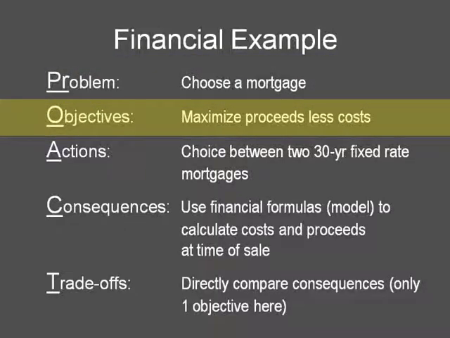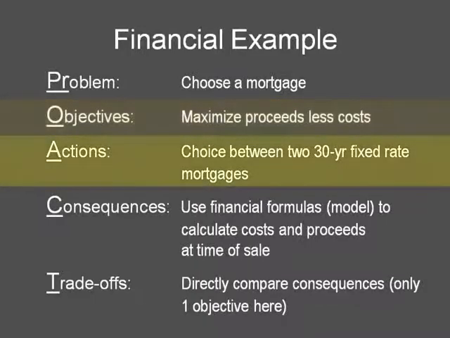We then have to figure out what our objectives are. Well, maybe in this simple example, we know that our objectives are to maximize the proceeds from the ultimate sale of the house, less the costs, what we invest in it when we buy it and during the time that we own it. The actions are fairly simple in this case. We have 2 different alternative actions available to us. We can take the 4.25% with 2 points, or we can take the 5.25% mortgage.